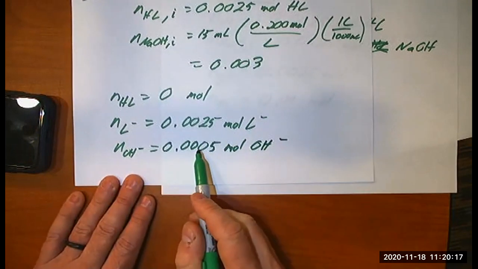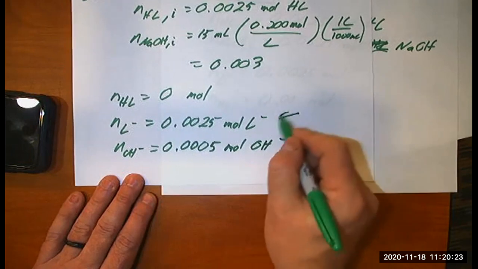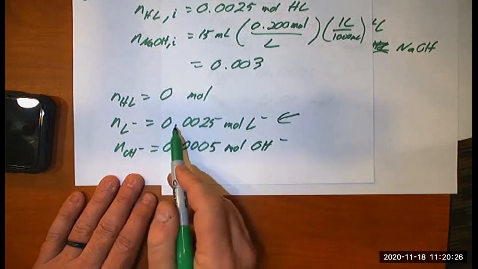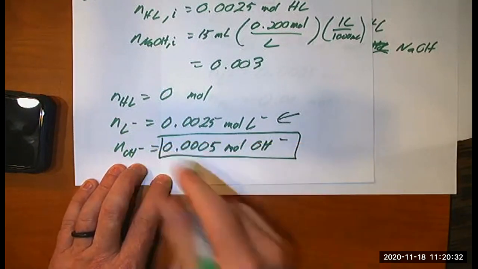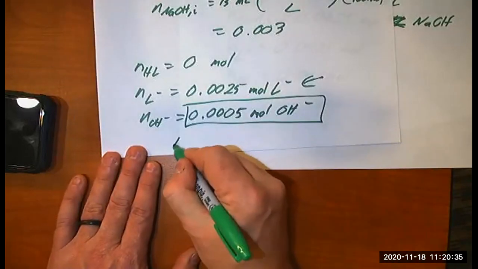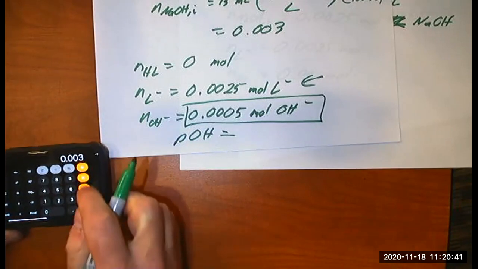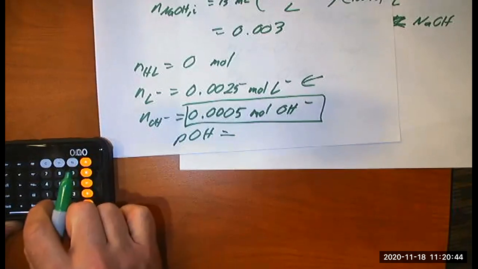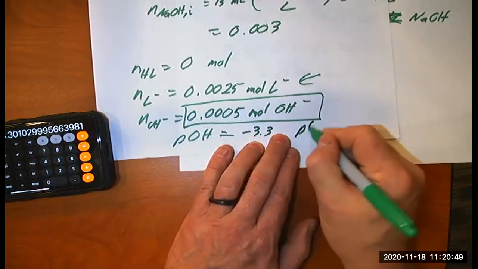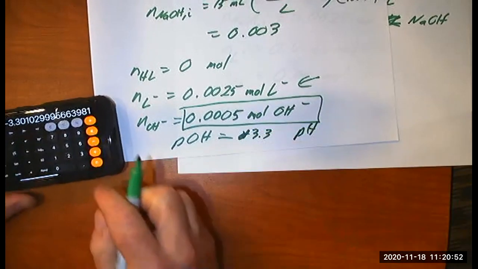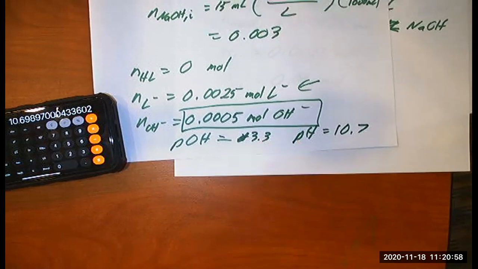In this case, because we have passed the equivalence point, this is going to do nothing. That's just going to be stuck there, and you're going to get almost no HL back. So all we do at this point is take this and say that's our hydroxide ion concentration. So our pOH is going to be 10 to the negative base 10 log of that, 0.0005 minus 3.3. And so therefore our pH, not minus, our pH is going to be 10.7. Yes?